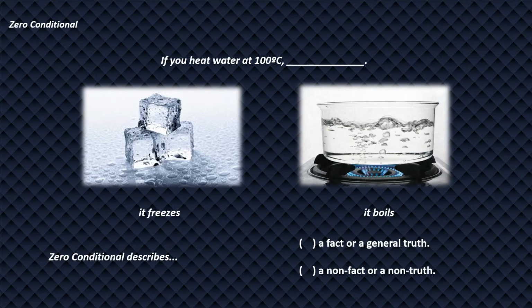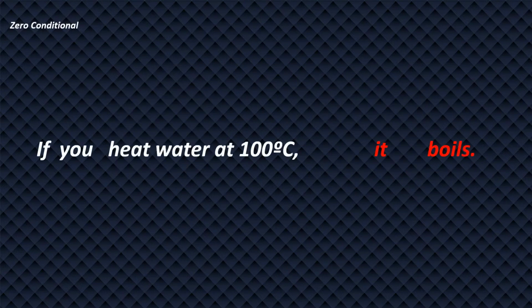Zero conditional. What is it? What is it for? Let's see. Complete the sentence for me, will you? If you heat water at 100 degrees Celsius, it freezes or it boils? It boils. Right. So, the zero conditional describes a fact or a general truth. Very nice.